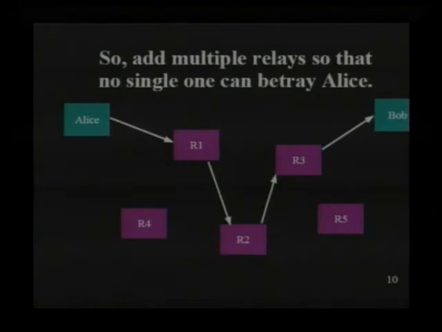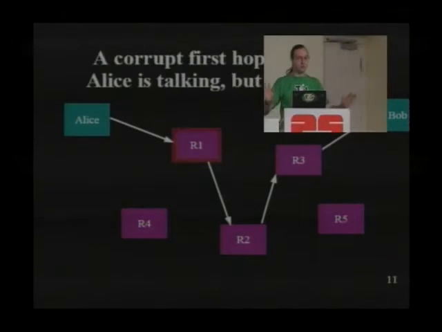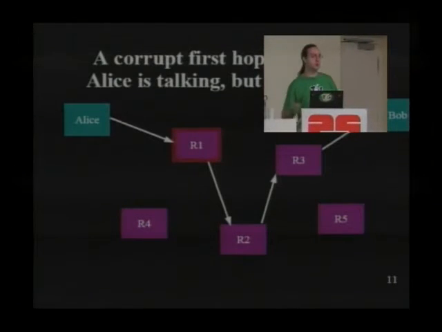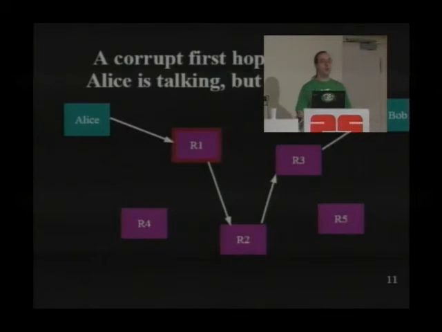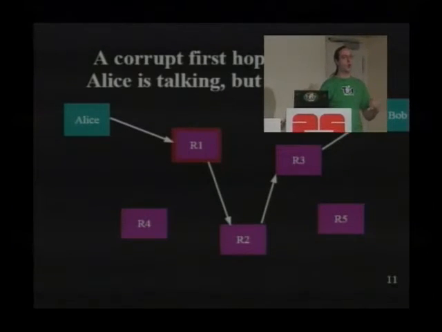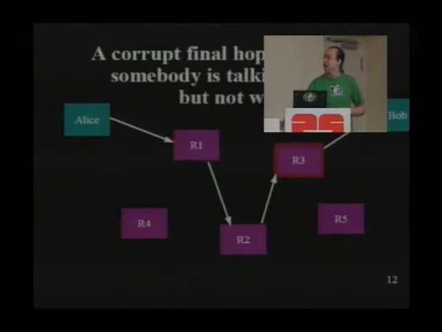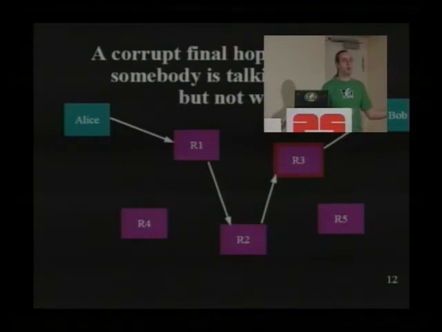So the idea is Alice is going to pick 3 hops and then connect to some Bob, and if the first guy is bad, if R1 is trying to figure out who's talking to who, he knows that Alice is using Tor, he just doesn't know where Alice is going, what Alice is doing. And if the last guy is bad, then he knows that somebody is talking to Bob, but he doesn't know who is talking to Bob.